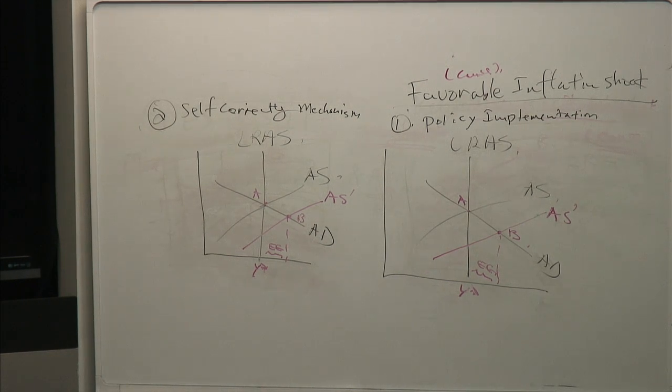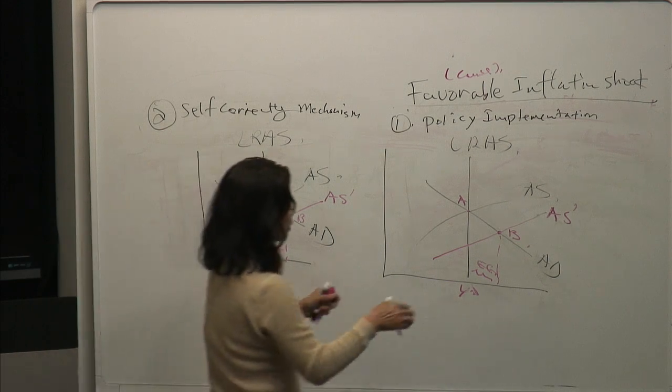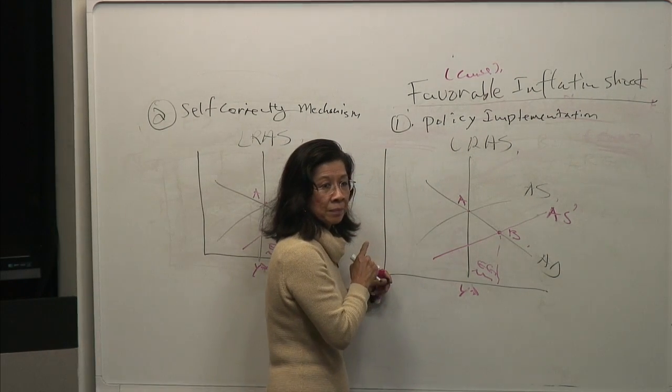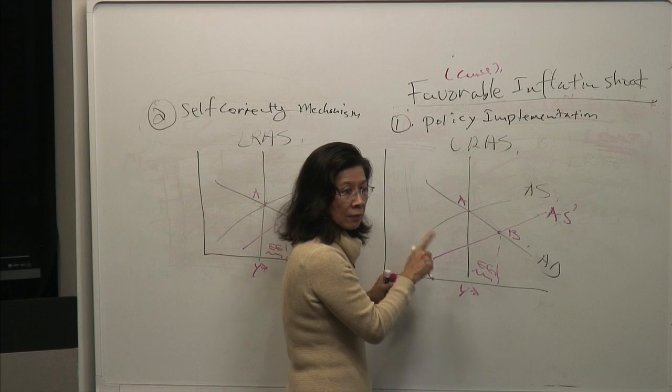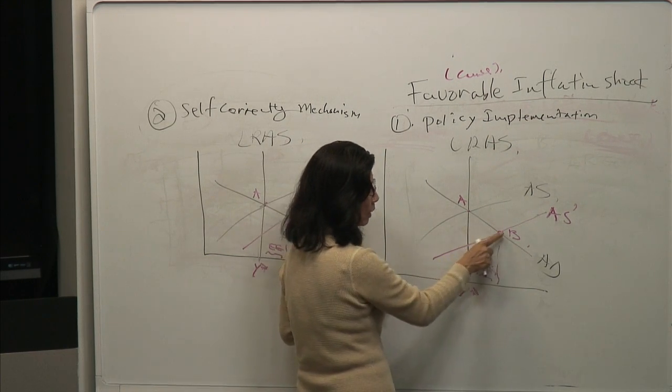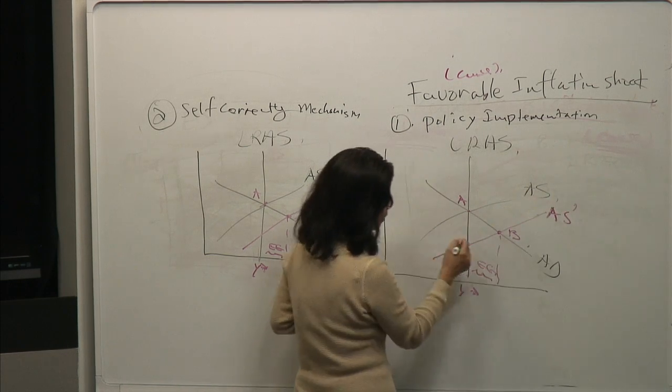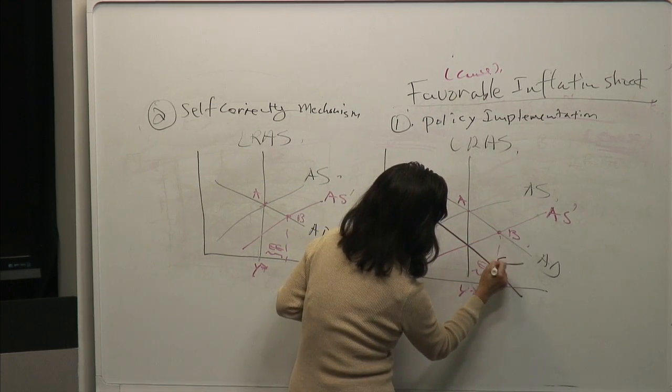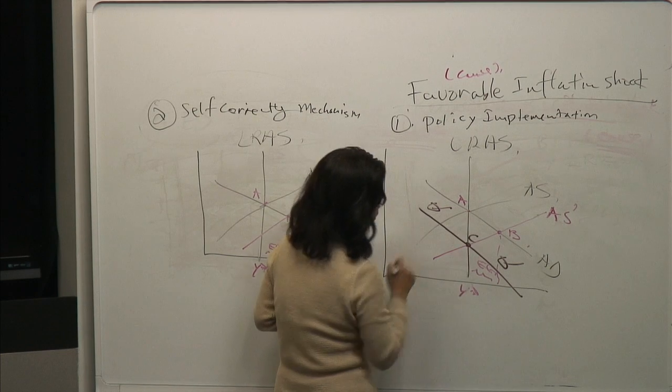The first one is we said we could use policy implementation. So what would that be? Tell me. Would you want to shift the AD curve to the right or to the left? Yeah, I hope to the left. To the right will be far, far away. So to the left, very good. So you're back to point C.